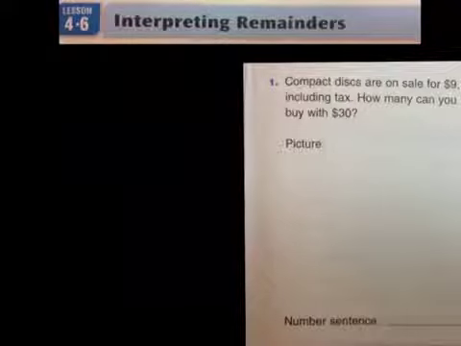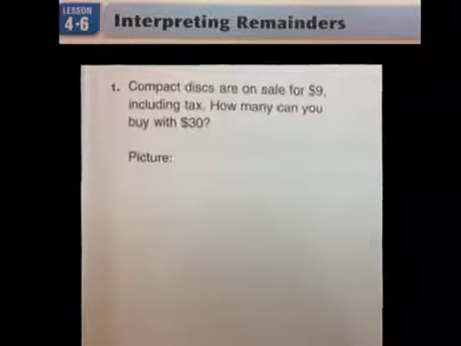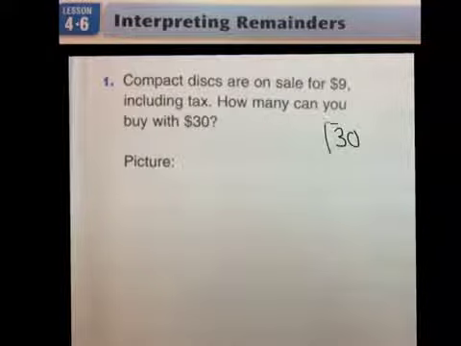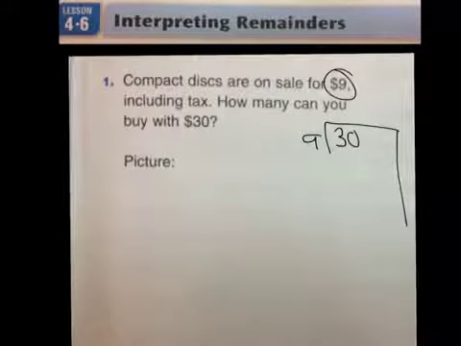You can get rid of this and move this over. Compact discs are on sale for $9 including tax. How many can you buy with $30? So let's say we use our partial quotient and we write $30 divided by 9, because we want to know how many 9s are in $30. How many can you buy?